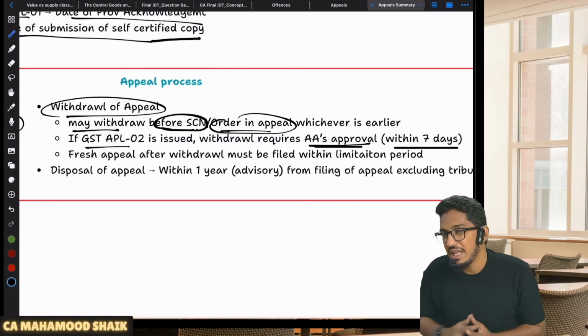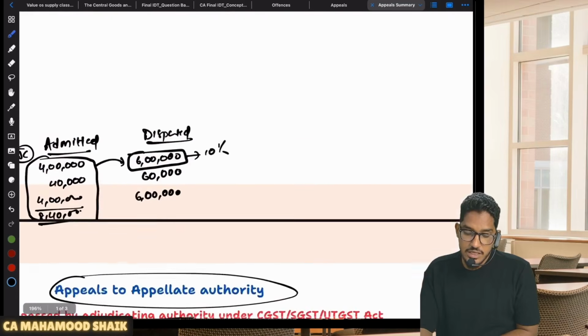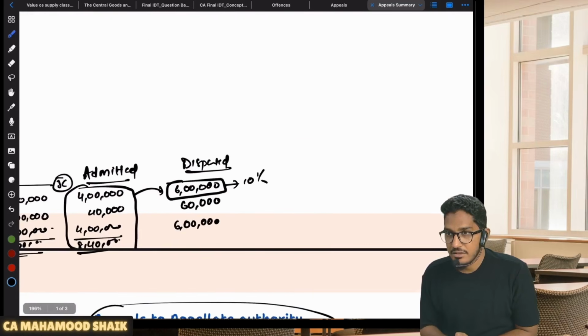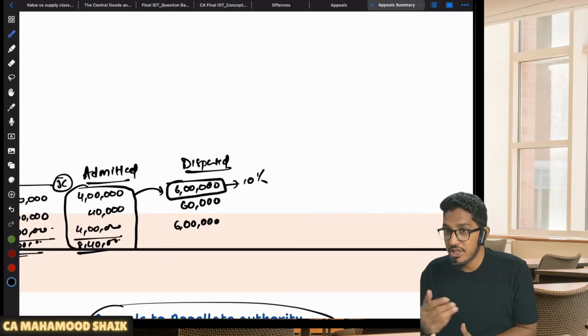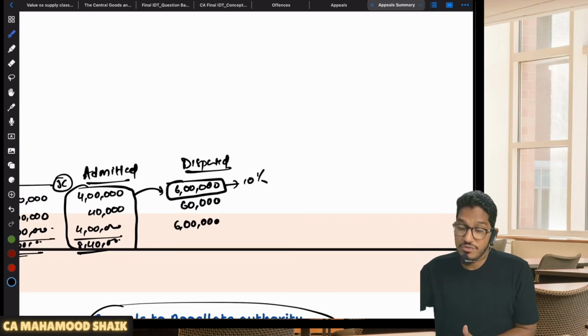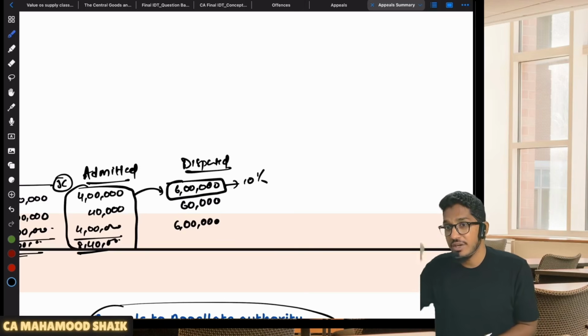Sir, why will withdrawal happen? Might be you have made a wrong appeal. Let us take this order only. You have a disputed amount of 6 lakh. But later your CA has told you that this 4 lakhs also you are not required to pay. Your actual liability is 2 lakhs only. Actually, you can go for extra 2 lakhs. You can go for 8 lakh rupees of appeal. Somebody has told you that, but you have already filed the appeal.